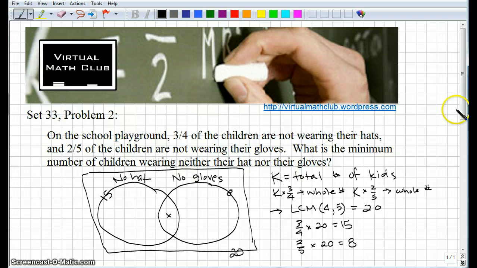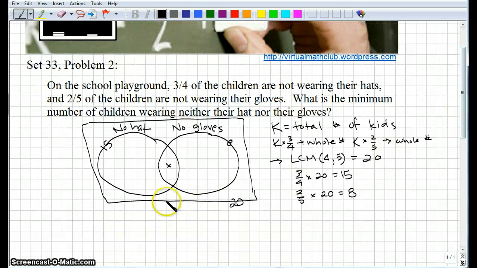Alright, so let me scroll down here. So let's figure out what that is. I put an X here previously, so I'm just going to call the number of kids that aren't wearing hat or gloves X, and I'm going to also write a variable here, Y, which represents the kids that are wearing both their hats and their gloves. And we know that all the kids in all these regions has to add up to 20.